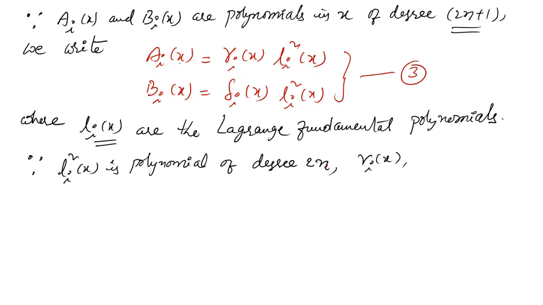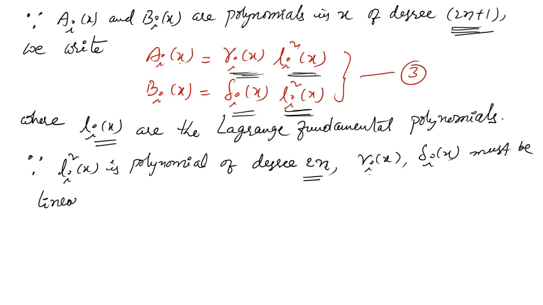Gamma_i(x) and delta_i(x), what is the degree? Already 2n is used up, and the whole degree is 2n plus 1. So gamma_i(x) times L_i squared, which is a 2nth degree polynomial, means these two must be first degree polynomials. Gamma_i(x) and delta_i(x) must be linear polynomials, nothing but first degree polynomials. Okay, now you set like this.